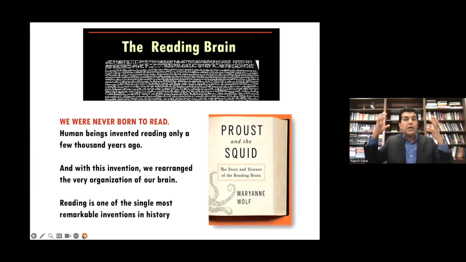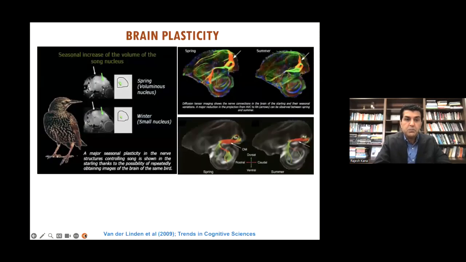That means the real estate which was devoted to some other purposes in the brain has to be rearranged or recycled to take care of this sudden need, which is reading. So in some ways, if brain plasticity is not there, then we wouldn't have been able to take care of reading as a function. So in that way, I think plasticity is inherent to reading, to the brain.